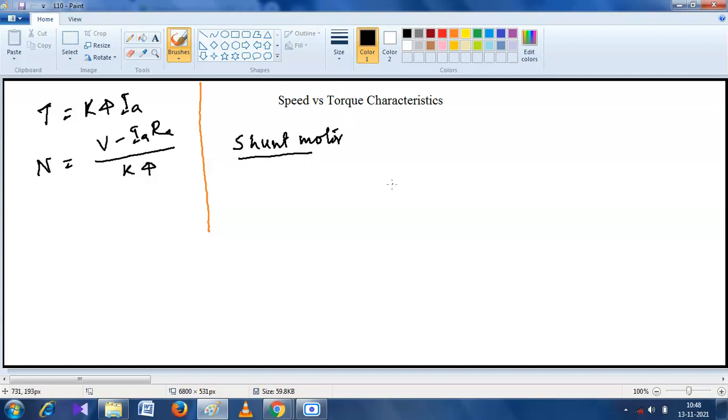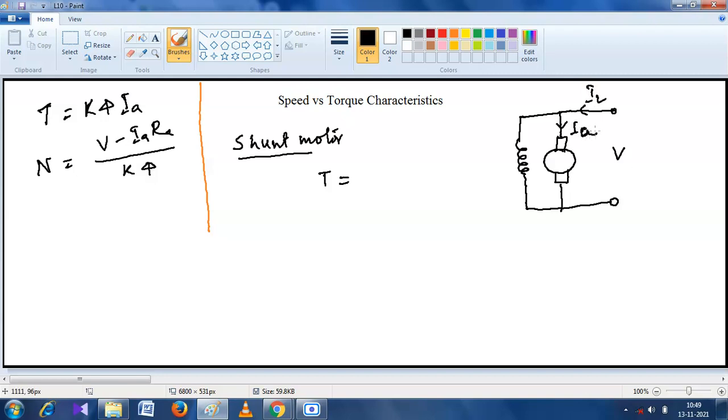For a shunt motor, what is the torque equation? Manish, tell me. For a shunt motor, what is the torque equation? Tell me, Manish.